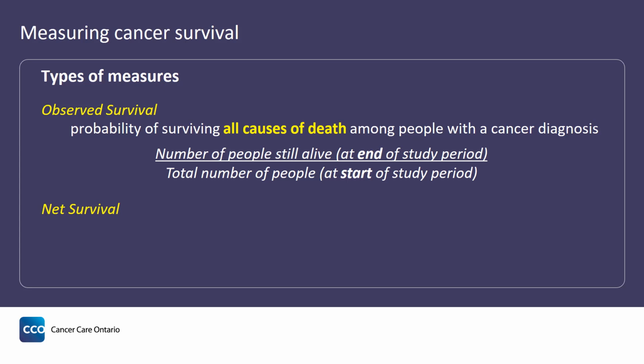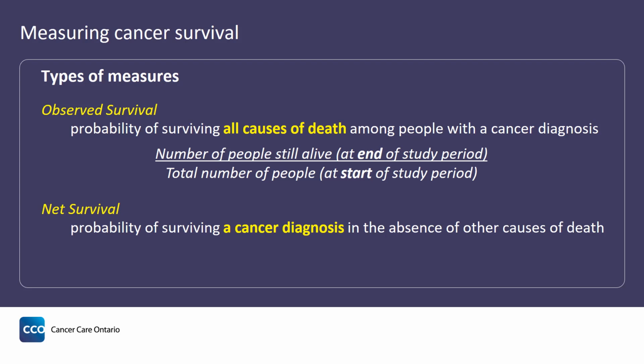Net survival, on the other hand, can be described as the probability of surviving a cancer diagnosis in the absence of other causes of death. With net survival, we are only interested in the excess mortality that is caused by a cancer diagnosis.